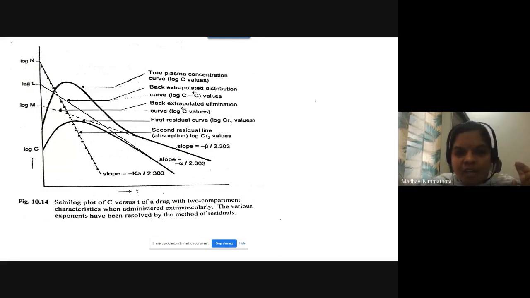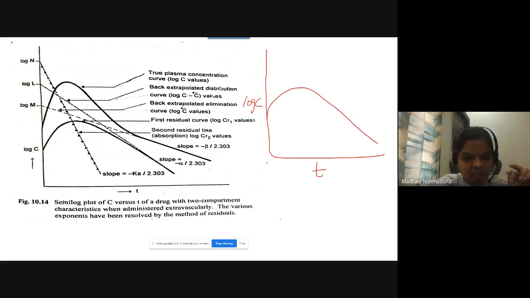So how will we get this graph? See, when we plot T versus log C, firstly we will get a graph like this. This graph will show you the slope of minus alpha by 2.303. So your alpha, you see here, the slope is minus alpha by 2.303. When you extrapolate this straight line to this curve, you can get the log M value. Then this is the first curve.